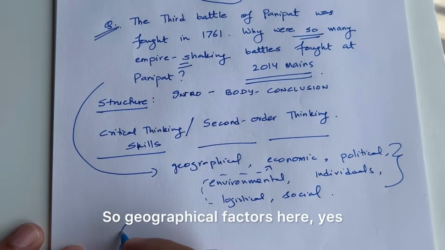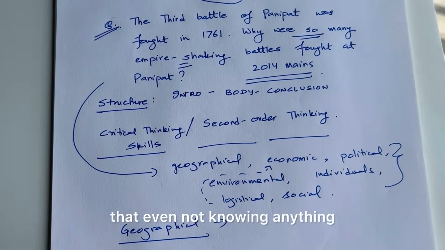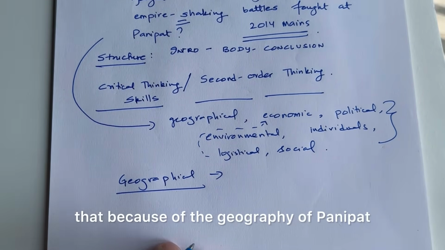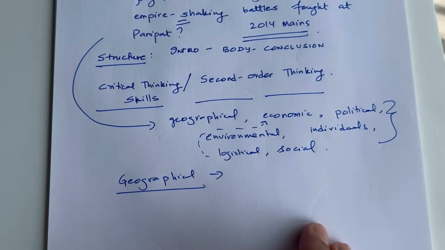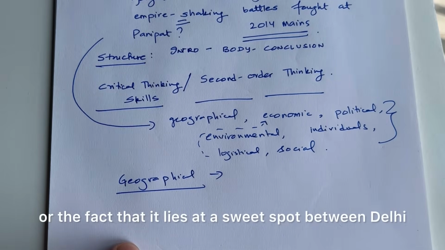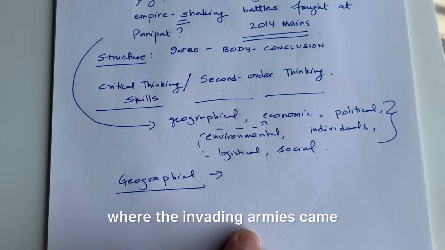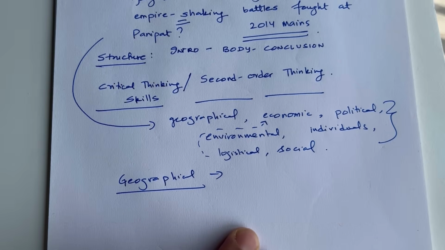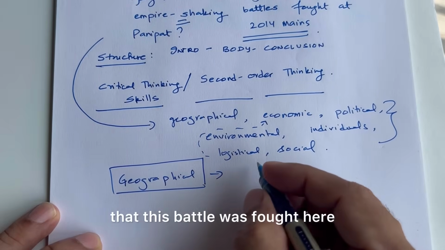So geographical factors here, yes, there can be geographical reasons why this particular battle was fought here. So when in your mind you are thinking that, even not knowing anything, you can in fact write in your answer that because of the geography of Panipat, because of the kind of terrain it offered to the different sides, because it is an extremely plain area where face to face battles can be fought and they can be seen, or the fact that it lies at a sweet spot between Delhi and the northwest frontier from where the invading armies came. So it was a perfect resting point outside Delhi, which was the main capital they were attacking, and it made sense for the Marathas to fight the battle there. So all these geographical reasons can make us believe that this battle was fought here.